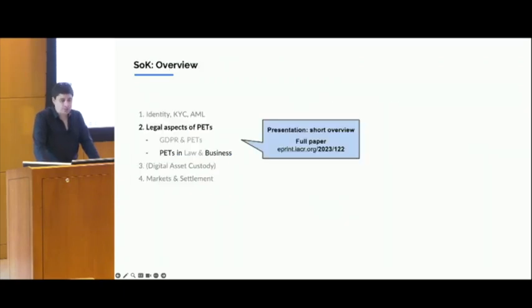Then let's go to the legal aspects of privacy-enhancing technologies. There has been a lot of work on actually using privacy-enhancing technologies for law and law enforcement and investigations and court cases and so on. A bunch of papers by Sanu Park and Shafi Goldwasser and Kankanetti have covered this in recent years, but you can read more about that in the full paper.